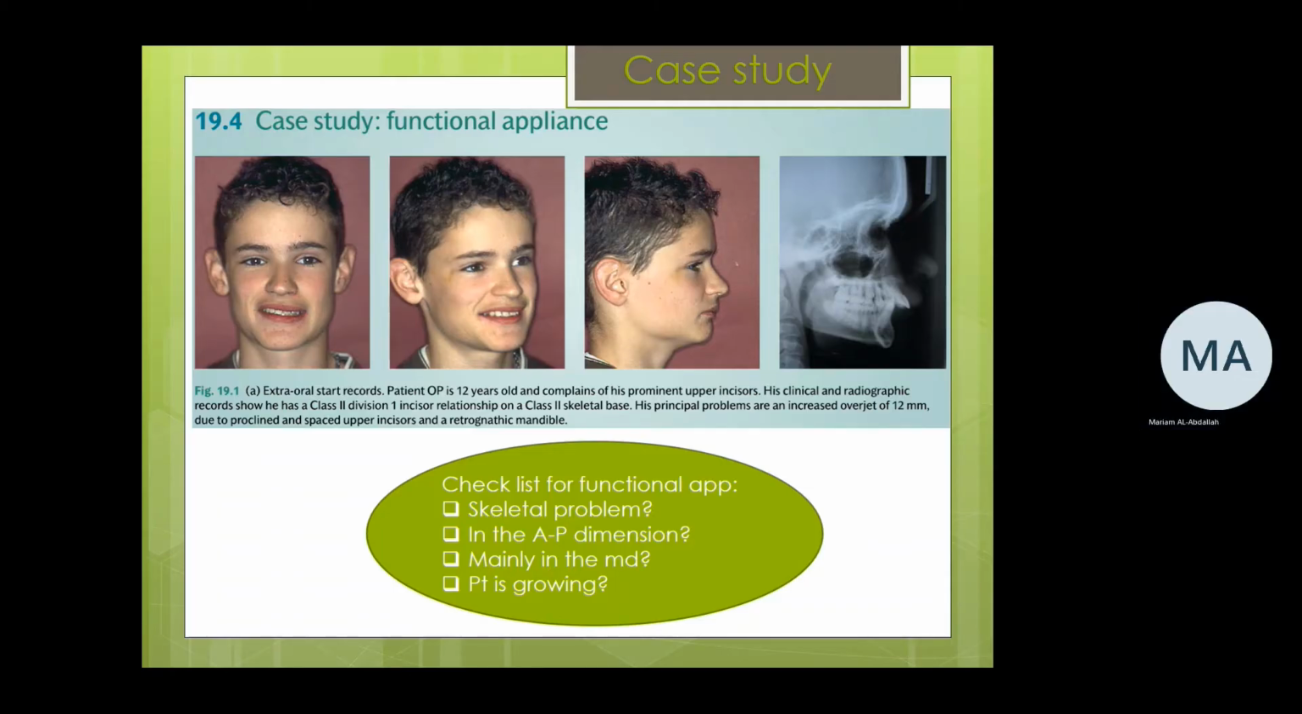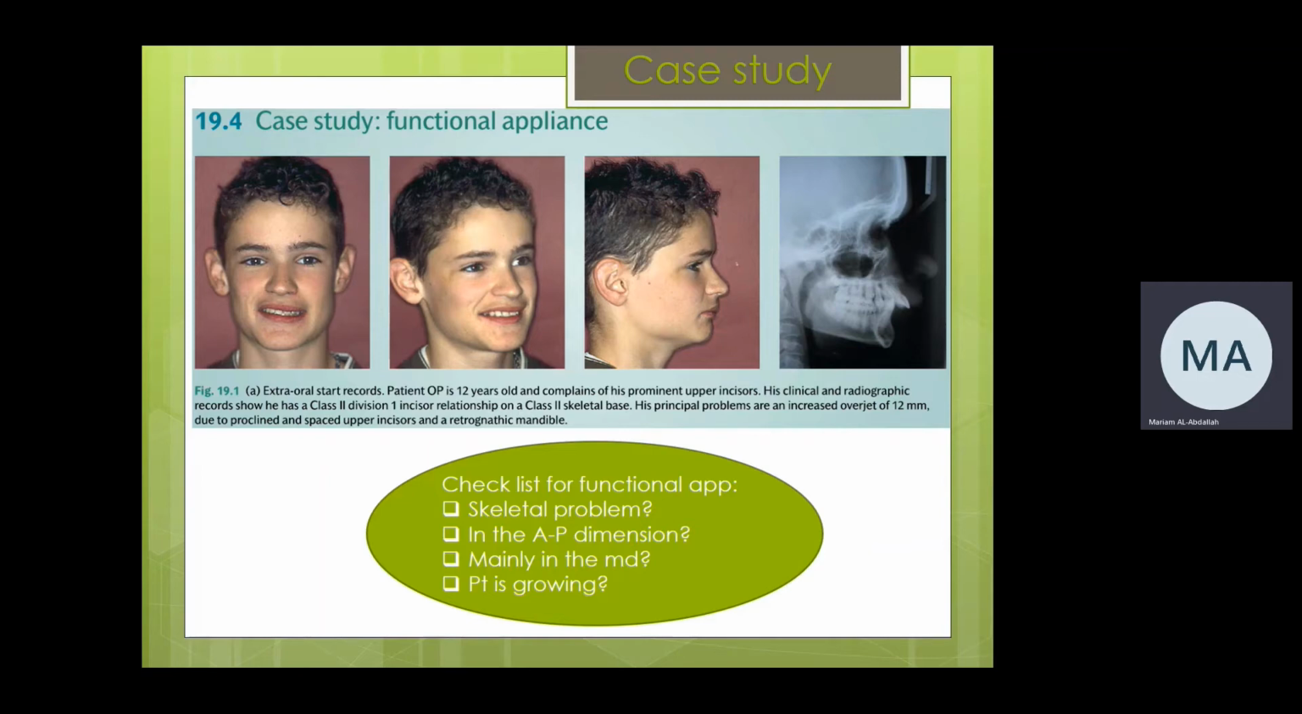Now, for you to understand what functional appliances can do, this is a case study from chapter 19. As you can see, this young boy, 12 years of age, presented with a class 2 division 1 incisor classification on a class 2 skeletal pattern with a retrognathic mandible. The maxillomandibular angle is reduced with increased overbite. Overjet is 12 millimeters, and overbite is increased.